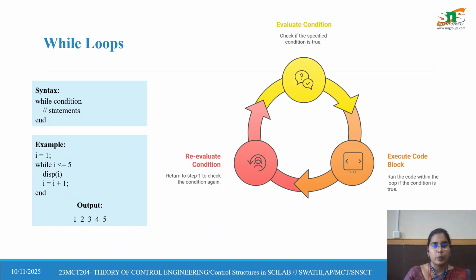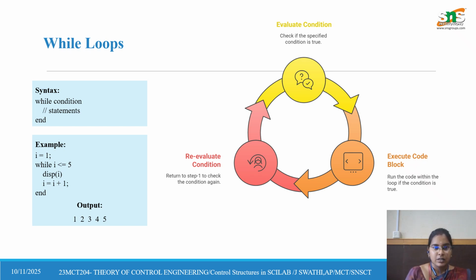Next, coming to the while loop, same program. I am going to execute 1 to 5. What I am taking here is i is equal to 1, so I am initializing the value, and while i is less than or equal to 5. So the condition is that it has to keep running as long as i is less than or equal to 5. Display of i. Yes, it is going to display. Once it is displayed, i has to be incremented: i is equal to i plus 1.